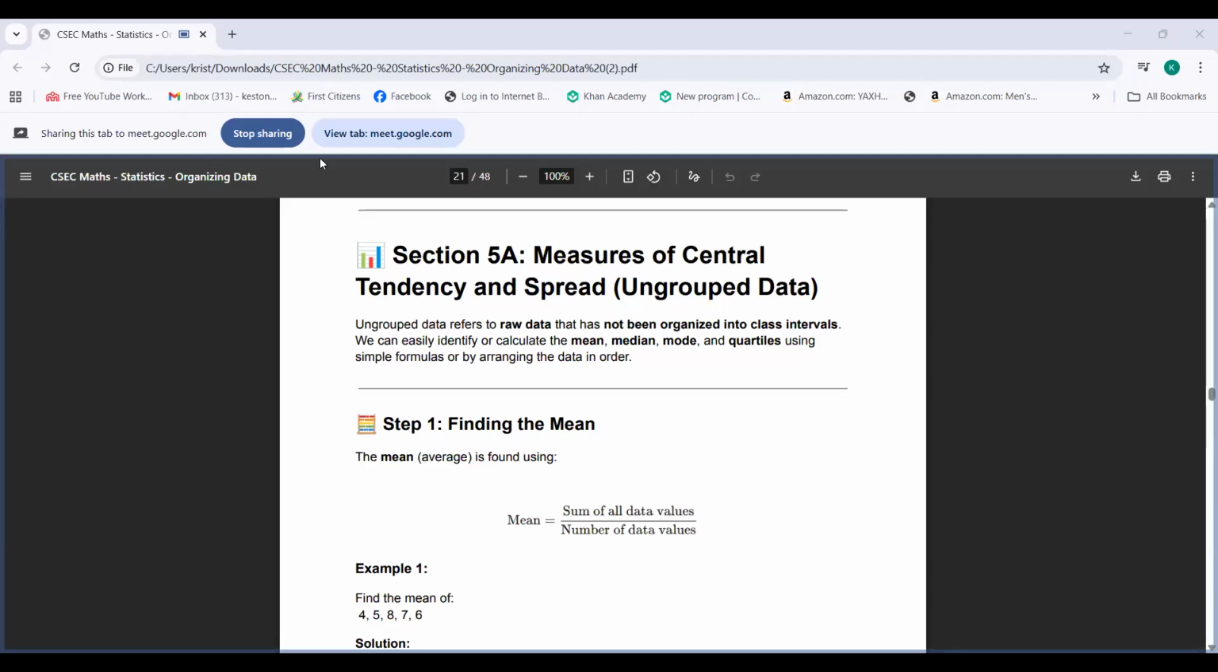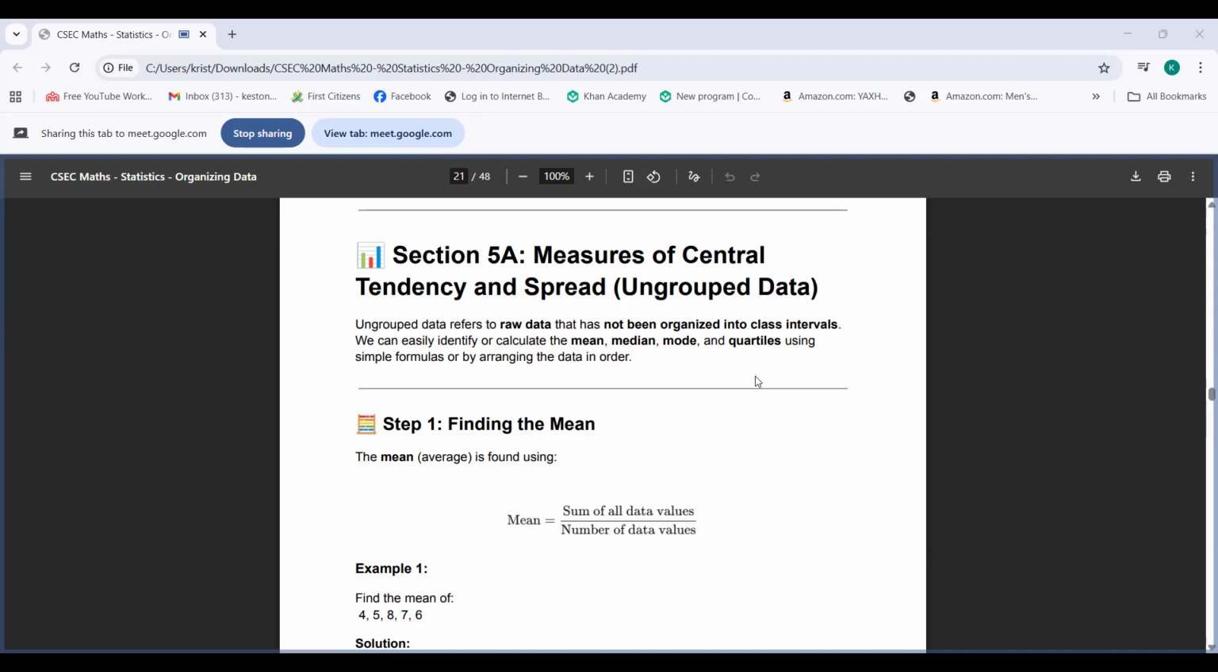All right. So today we're looking at measures of central tendency and spread. We're going to begin by looking at what takes place with ungrouped data first, and then we look at grouped data. So this video is about our ungrouped data. Now, when we're talking about measures of central tendency and spread, we are looking at things like mean, median, and mode. Those are measures of central tendency, and measures of spread would be things like your quartiles.